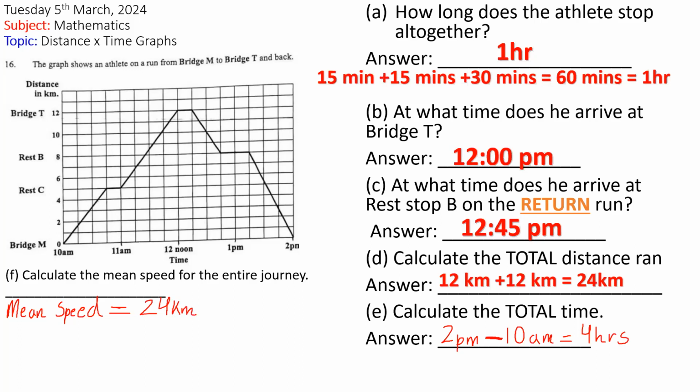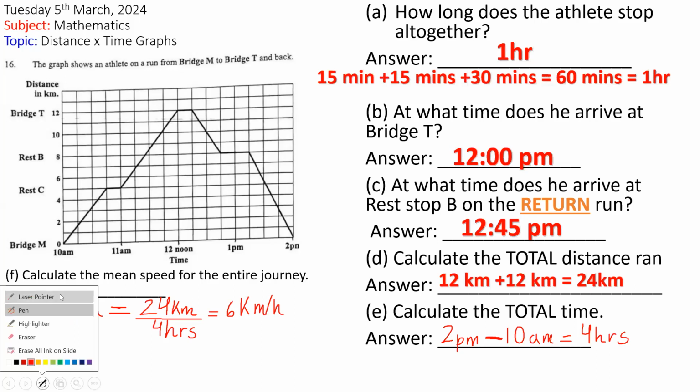What is the total time? 4 hours. So it's going to be 24 divided by 4 hours. What is 24 kilometers divided by 4 hours? It's going to be 6. 6 kilometers per hour. So the answer is 6 kilometers per what? Per hour. Very good. Does anyone else understand how we got that 6 kilometers per hour? Let me know if you understand. Yes, sir, I do.